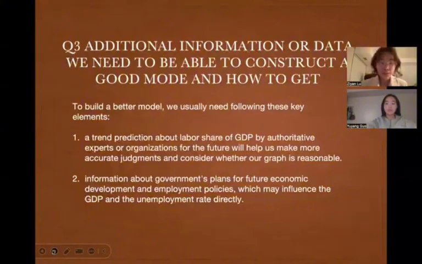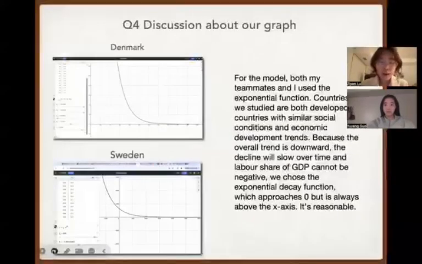Firstly, a trend prediction about labor share of GDP by experts or organizations for the future will help us make more accurate judgments and consider whether our graph is reasonable. Second is information about the government's plans for future economic development and employment policies, which may influence the GDP and the unemployment rate directly. For the model, both my partner and I used the exponential function.